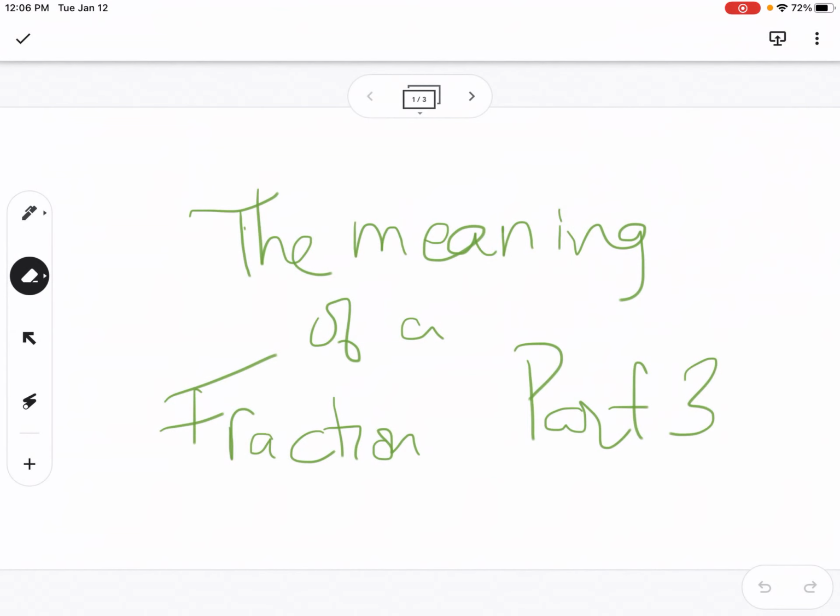Well, here's the meaning of a fraction part 3. In part 1, our wholes were circles, whole pizzas, whole pies. In the meaning of a fraction part 2, our wholes were rectangles. We talked about rectangular chocolate bars and being able to break them into parts. In both of those, we started with a picture and ended up with a fraction that told the same story as the picture. Now what we're going to do is flip that on its head, and we're going to start with a fraction, and we're going to come up with a picture of what that means.